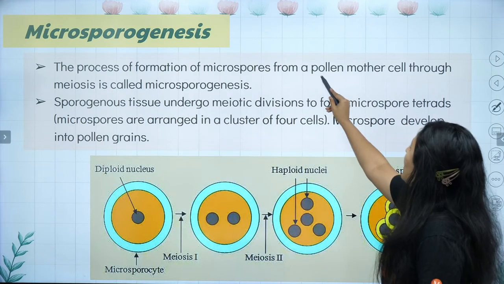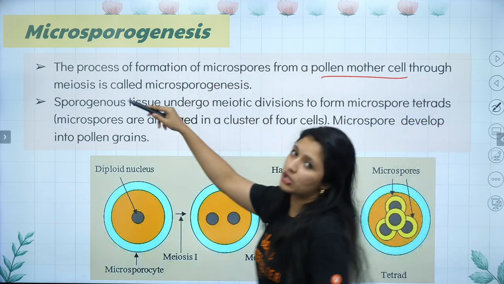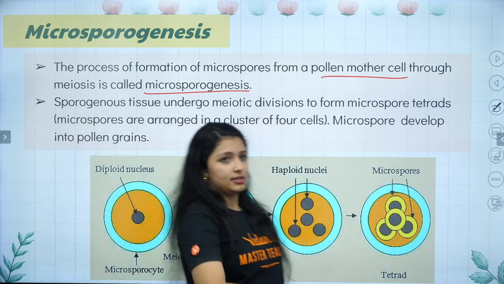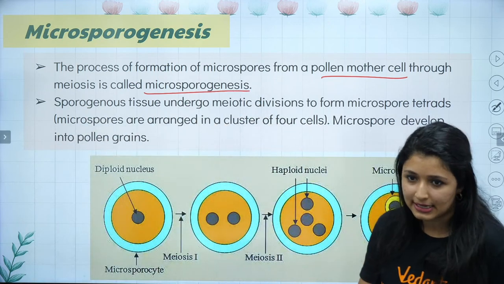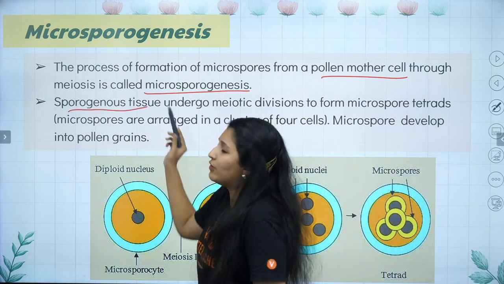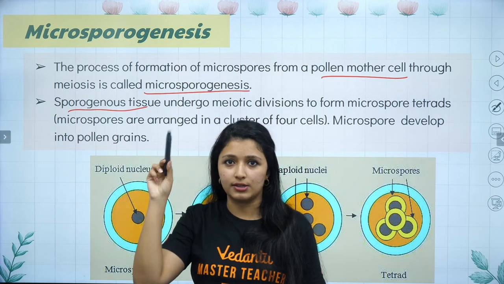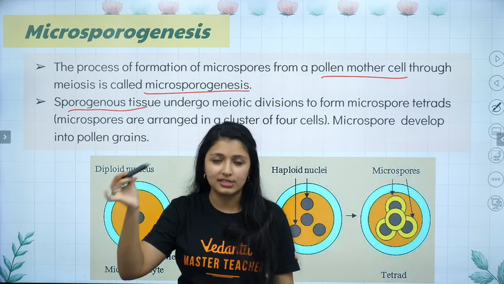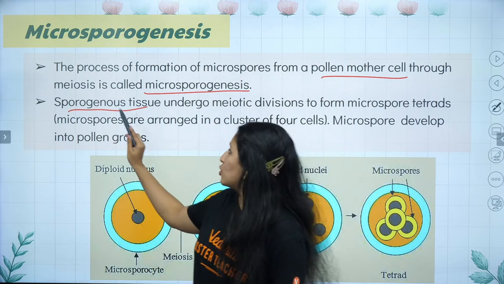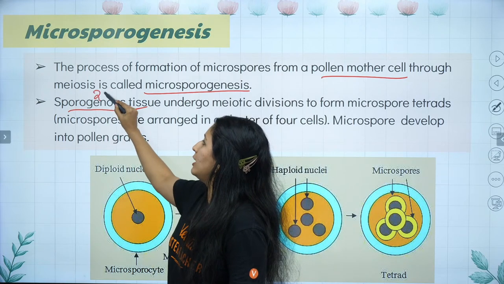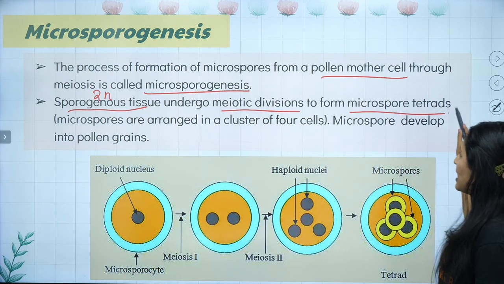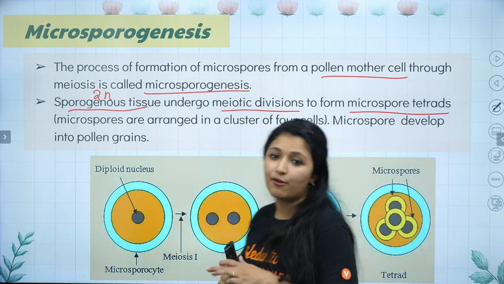From a pollen mother cell, through the process of meiosis and several other divisions, is called microsporogenesis. Making microspores, basically. We found sporogenous tissue, no? We had the wall layers: epidermis, endothecium, middle layers, tapetum. Inside the tapetum, we had our sporogenous tissue. So these sporogenous tissue, which are diploid, undergo meiotic divisions to form microspore tetrads. Tetrads means they have four of them.